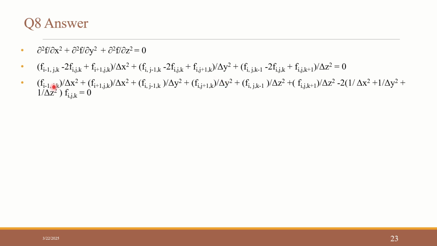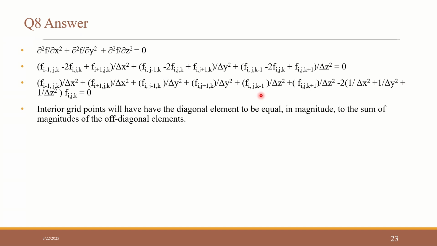So the magnitude of the sum of this is equal to the magnitude of the sum of this. Interior grid points will have the diagonal element equal in magnitude to the sum of the magnitudes of the off diagonal elements. So the magnitude of the diagonal element is equal to the sum of the magnitudes of the off diagonal elements.